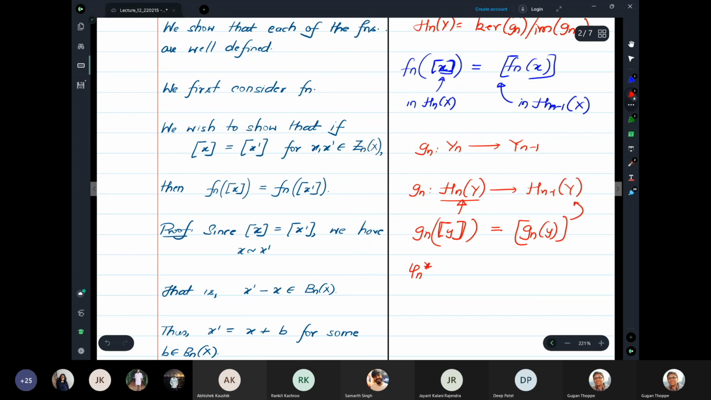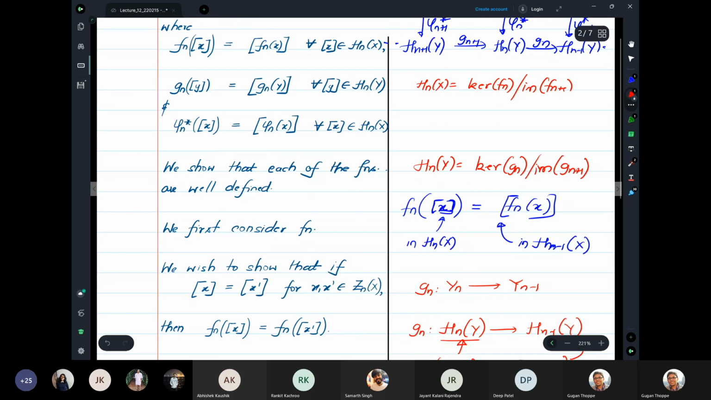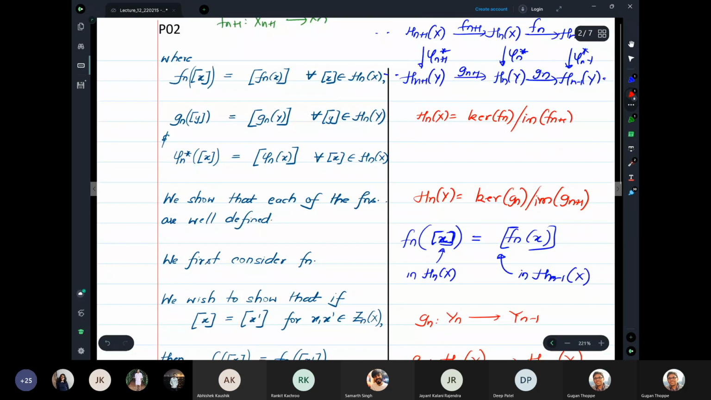So you first take an equivalence class in hn of x, right? And then what you do is you apply phi n on x. This can be done because recall phi n is a map from xn to yn. And then whatever is the output, you take its equivalence class. Is this okay? So this is how these functions are defined.